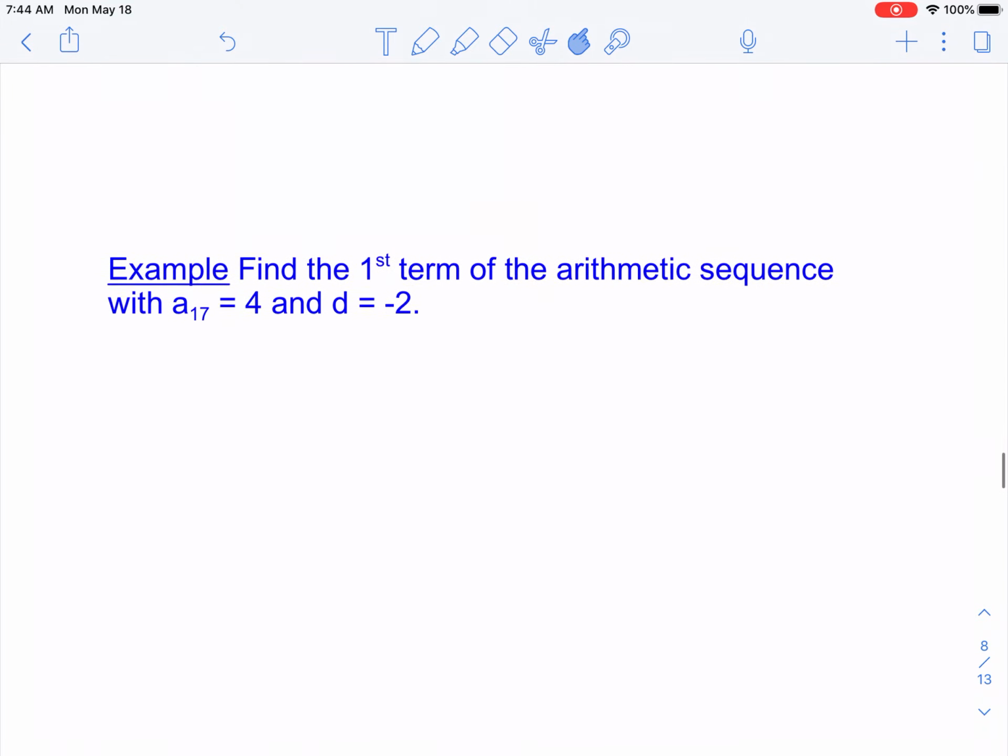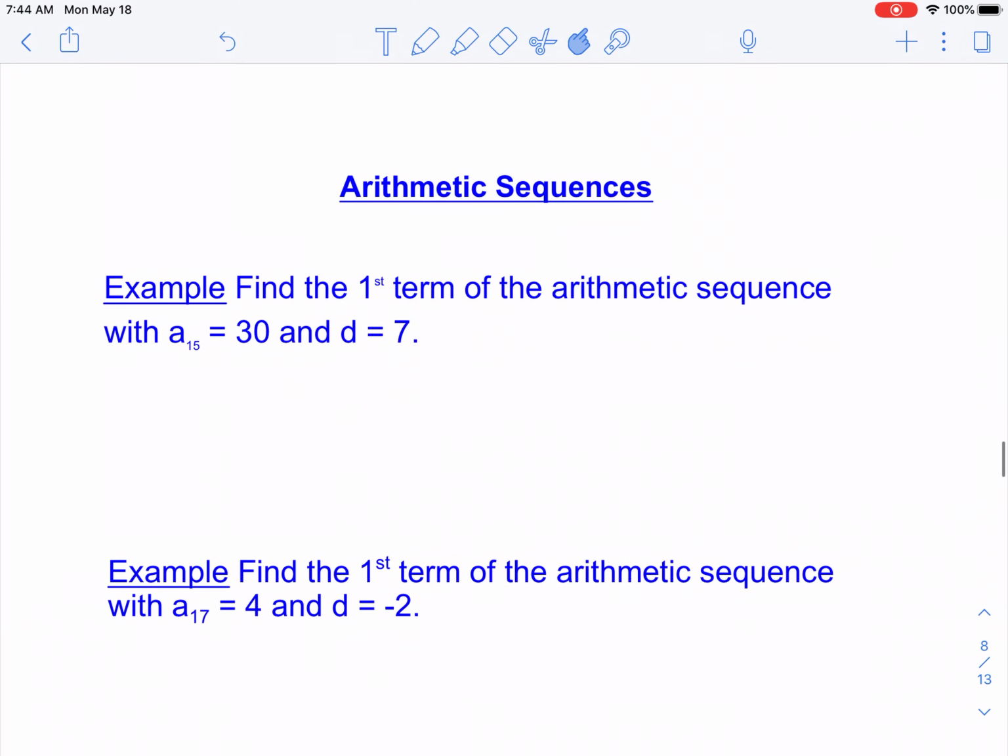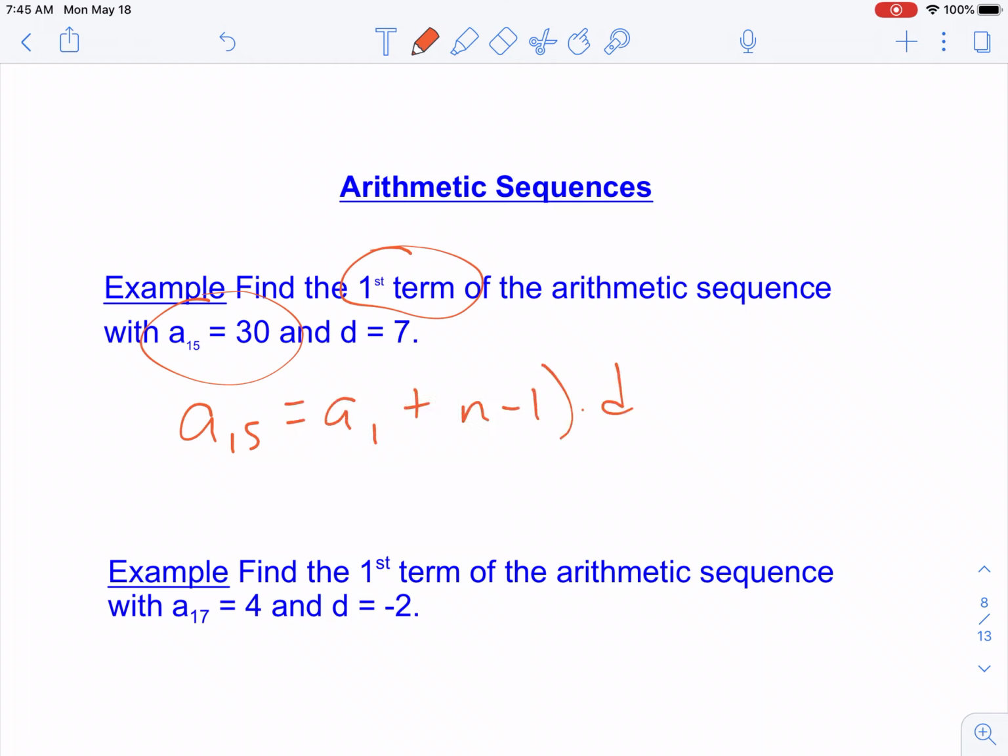Okay, these two you got to go a little backwards for. Now it asks you to find the first term, and you're given the last term. You're given a15. So usually we go like this. That's the equation we usually use. Here we know a15 is equal to 30, so basically we're going to plug the 30 in there. We don't know the a1. That's what we're trying to find, so that will stay as a variable. n is going to be 15 minus 1, and d is 7. Now you got to solve this for a1.